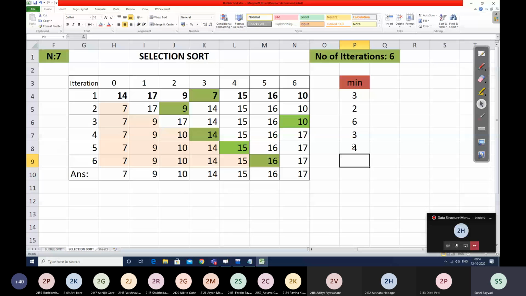Next time I'm remaining with only 2 numbers, 16 and 17. I assume my min to be 5 here. I compare whether a of 6 is less than a of min. No. So I don't need to swap, and my 6 iterations are finished. Is this philosophy understood, my dear students? Yes.